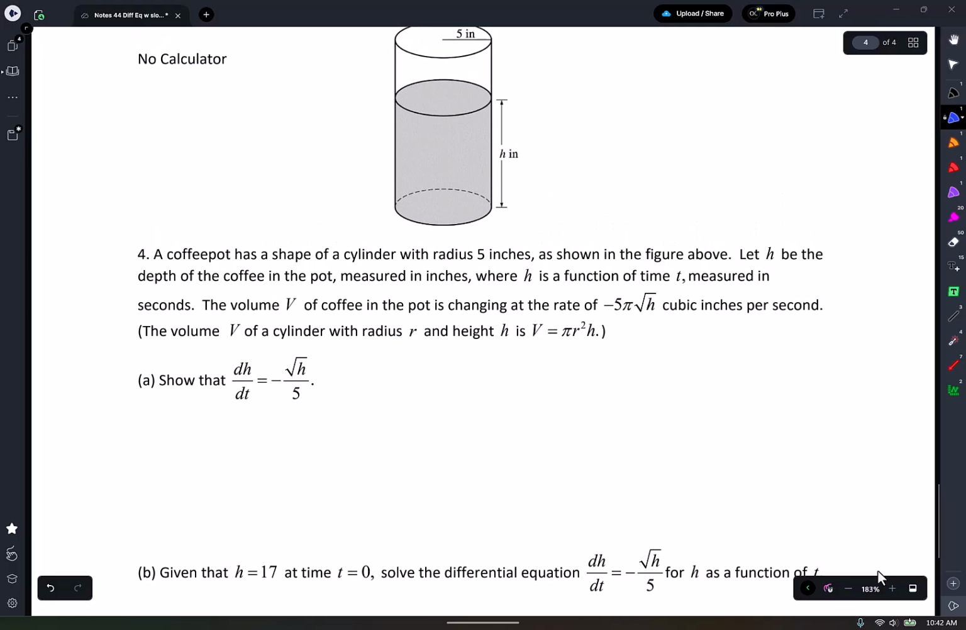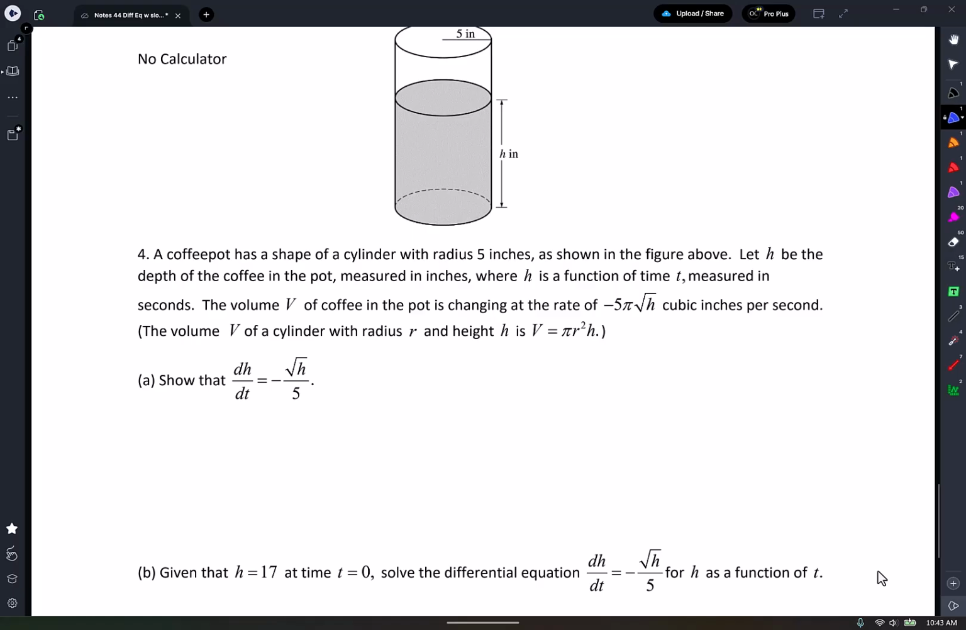A coffee pot has the shape of a cylinder with a radius of 5 inches, as shown in the figure above. Let h be the depth of the coffee in the pot, measured in inches, where h is a function of time t, measured in seconds. The volume V of coffee in the pot is changing at the rate of -5 pi square root of h cubic inches per second. The volume V of a cylinder with radius r and height h is V equals pi r squared h.